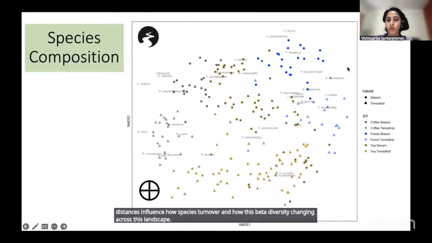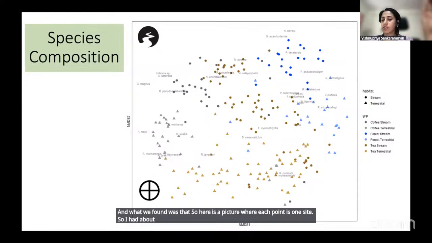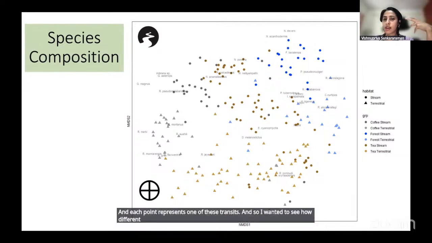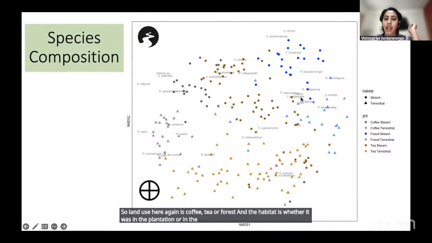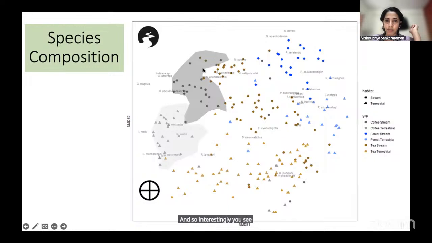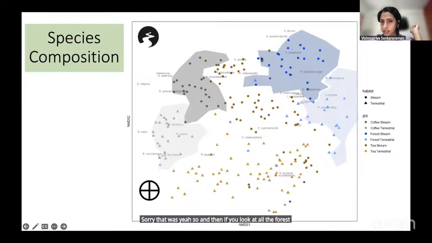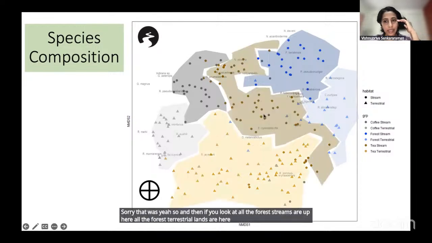And what we found was, here is a figure where each point is one site. I had about 227 transects along streams and along plantations in the study area, and each point represents one of these transects. I wanted to see how different they are depending on the land use and the habitat. Land use here again is coffee, tea, or forest, and the habitat is whether it was in the plantation or in the stream itself. Interestingly, you will see all the coffee stream sites are clumping here, whereas all the coffee plantation sites are clumping here. All the forest streams are up here, all the forest terrestrial lands are here. And strangely, tea is right in the middle.